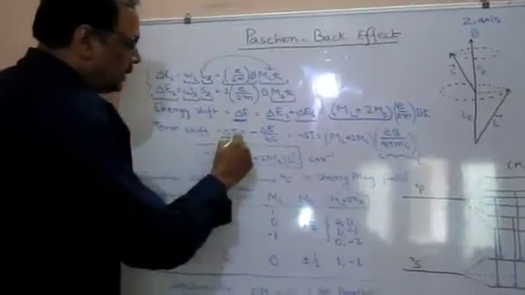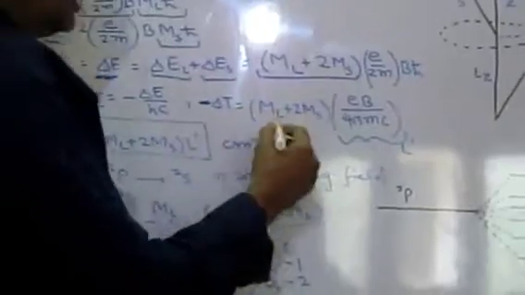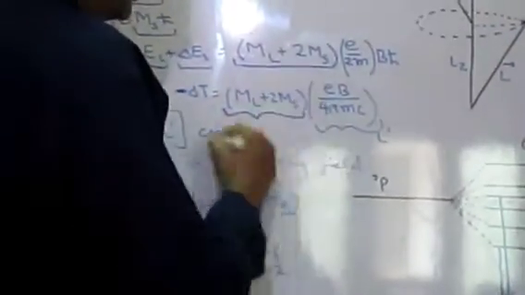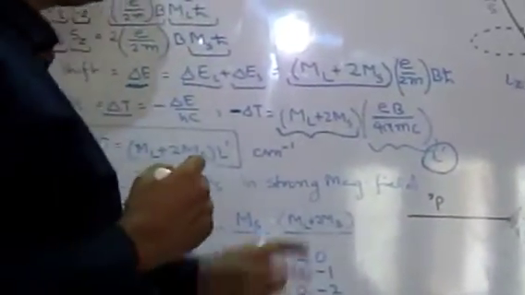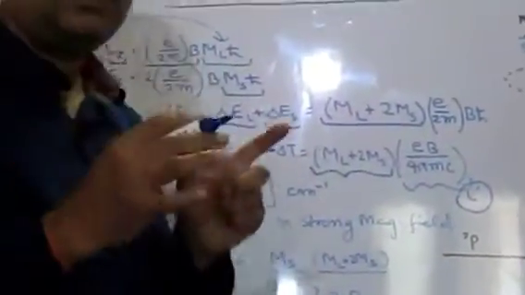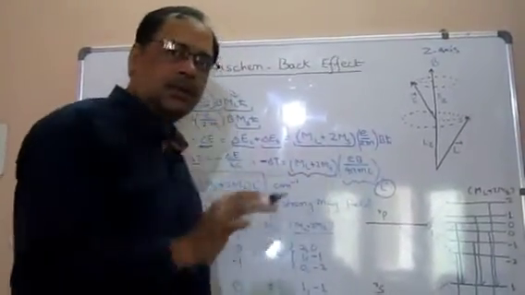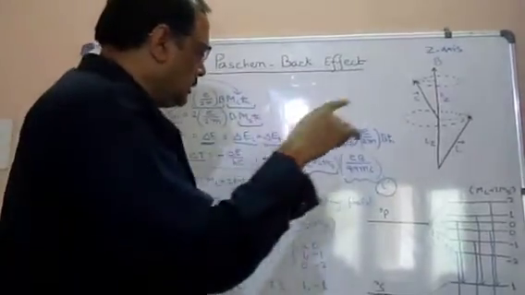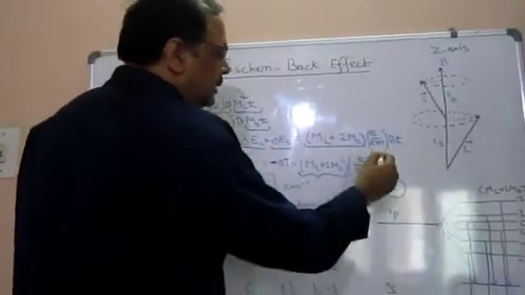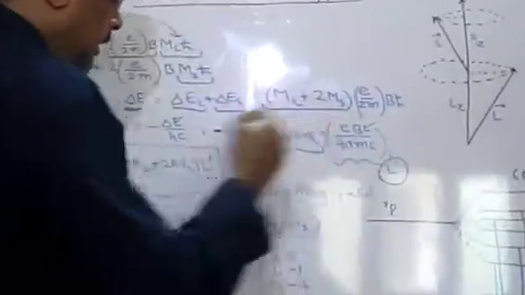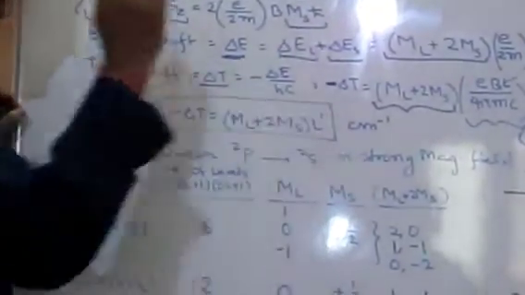Now we can write the term shift, which is minus delta E upon hc. If we write delta T, we will get ML plus 2 MS times the well-known Lorentz unit. Now you can compare with the anomalous effect: here it only depends on the ML plus 2 MS value and not on the Lande factor, and B is just included in the L dash. So now the final term is minus delta T equals ML plus 2 MS times L dash.